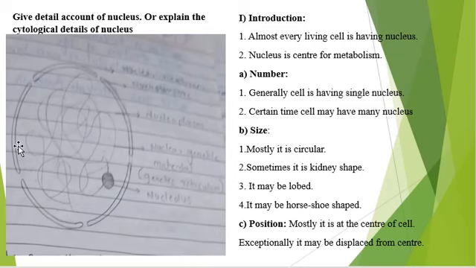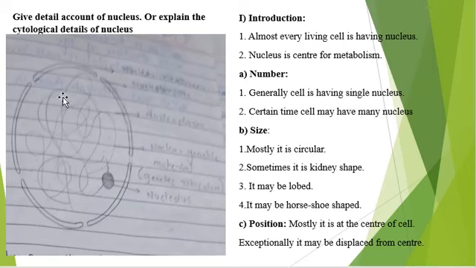Look at this figure. This is the figure of the nucleus. The nucleus has an outer layer. It is made of two layers, an outer layer and an inner layer. This outer covering is known as the nuclear membrane or nuclear envelope. This nuclear membrane or envelope is interrupted by pores. This is a pore, and it is known as a nuclear pore.